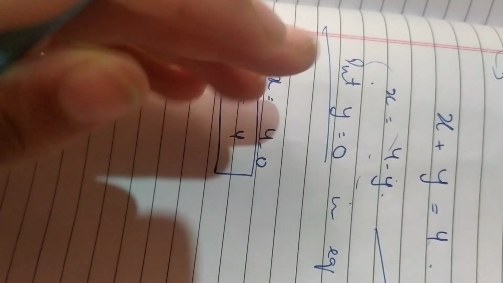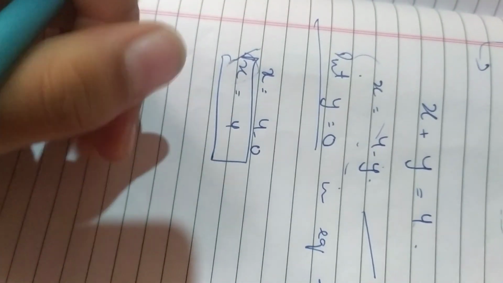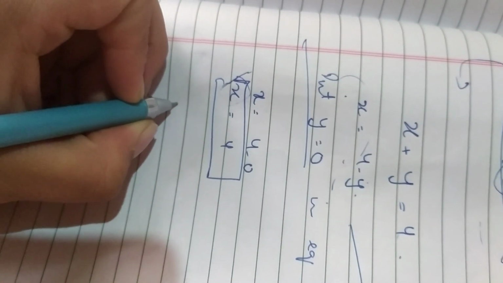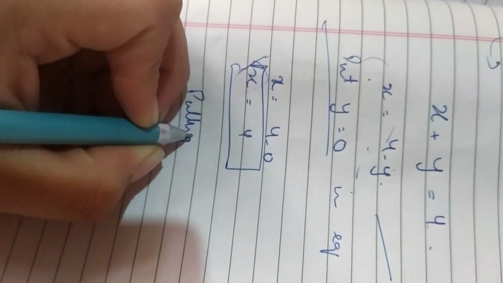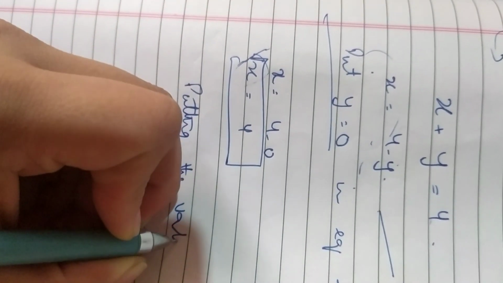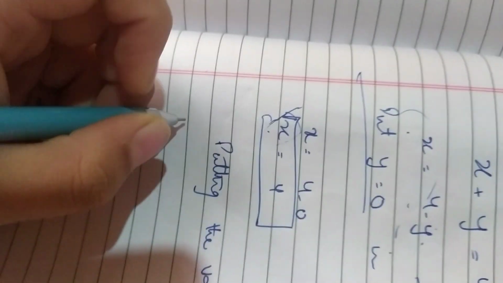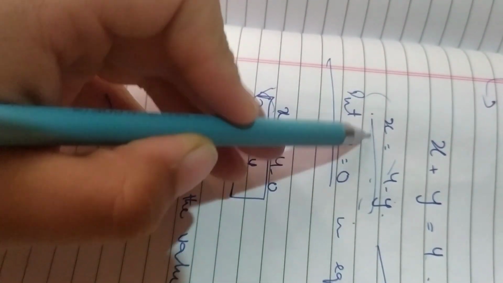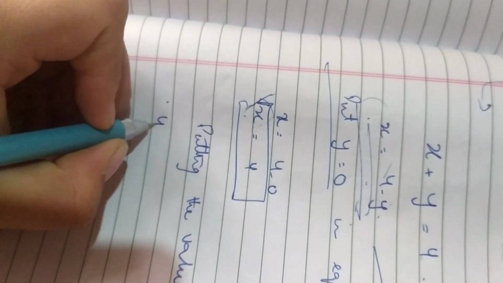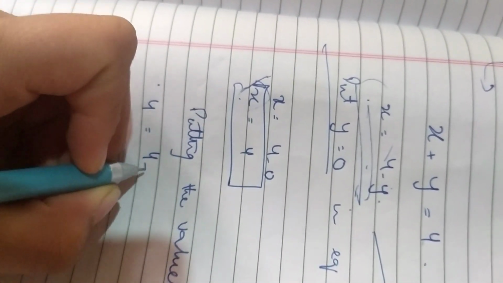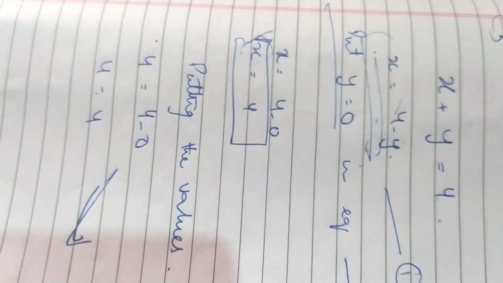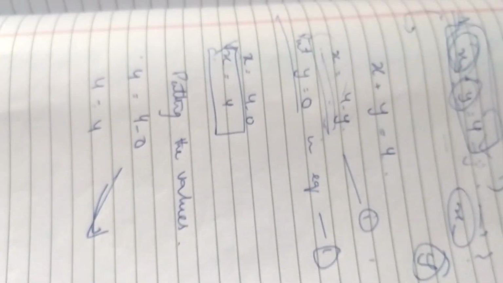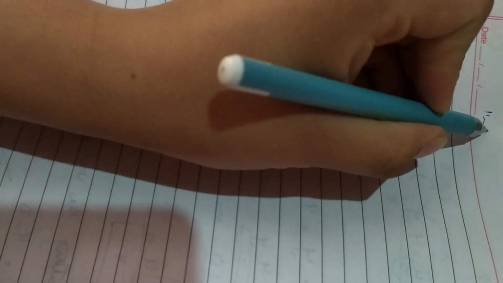For example, this is not in your syllabus, like checking it, but I'm showing it. For example, putting the values. X equals to, well, this was the equation. X equals to 4 equals to 4 minus what was 0? 0. 4 equals to 4. Hence proved. As I said, it has infinite number of solutions. You can just make whatever you want.